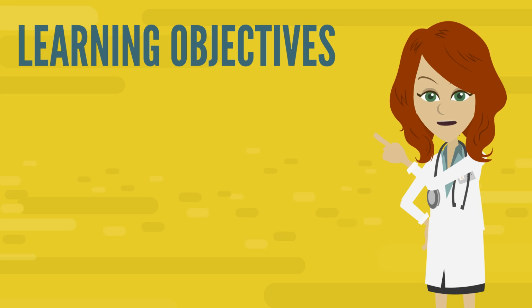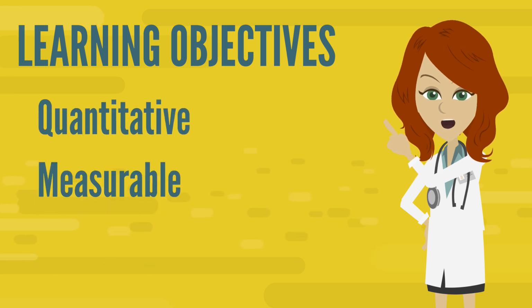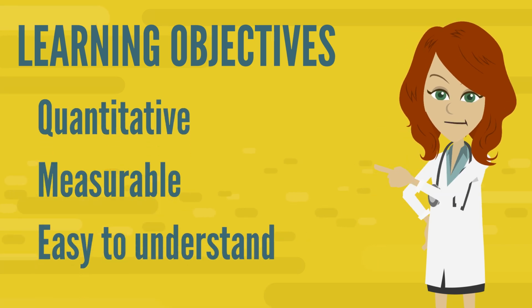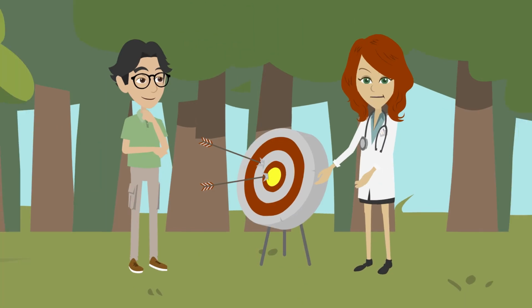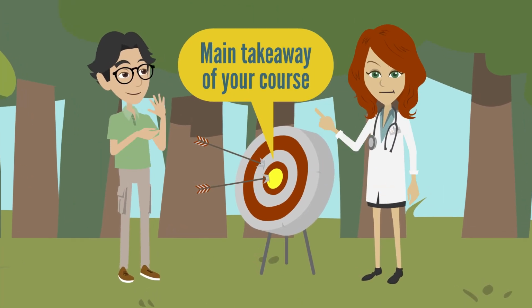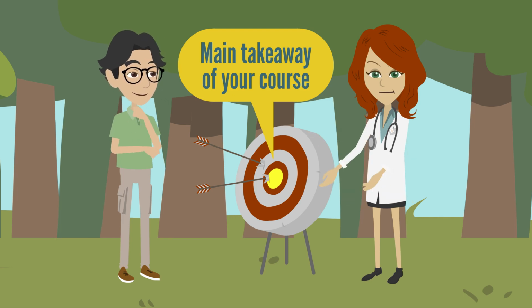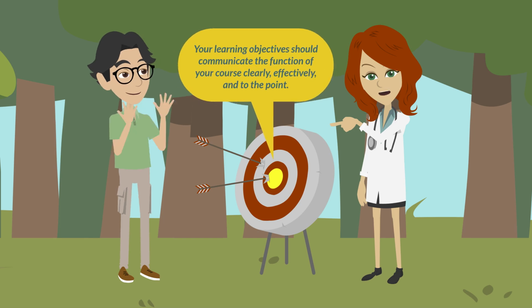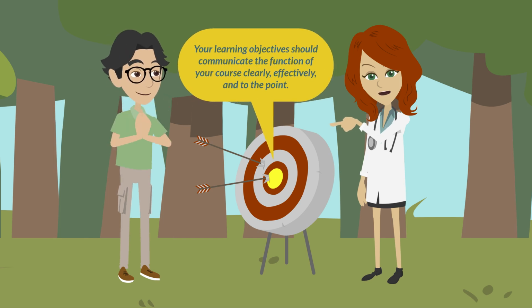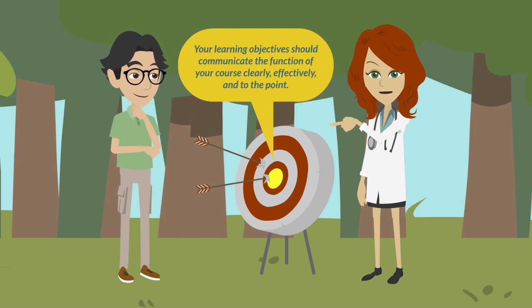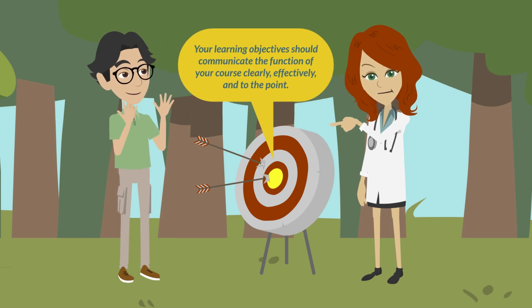Your learning objectives should be quantitative, measurable, and easy to understand. Use them to tell your learner what the main takeaway of your course is, and they'll help to sell the course to the learner. Your learning objectives should communicate the function of your course clearly, effectively, and to the point.